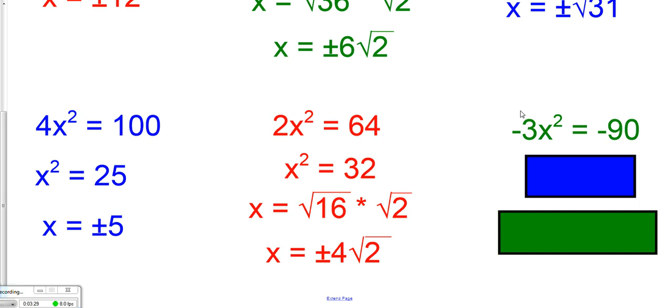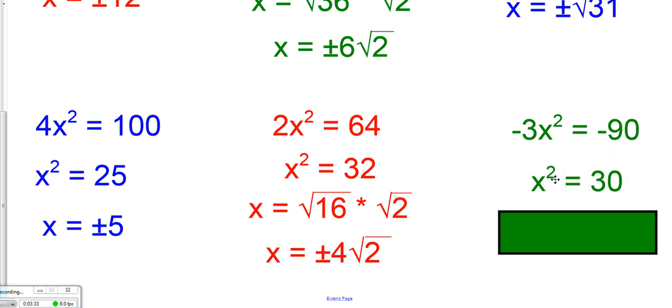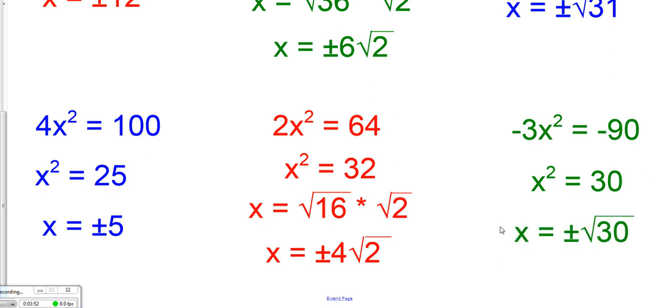And our last one here, divide both sides by negative 3 and we'd get x squared equals 30. If we took the square root of both sides, the square root of 30 doesn't break down into anything. We don't know the square root of 30, and it factors only into 5 and 6, 2 and 15, 1 and 30. None of those things do we have a square root for, so we get it to this point and just say x equals positive or negative square root of 30.